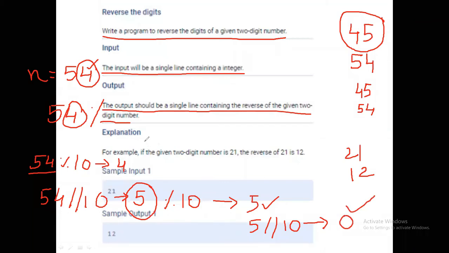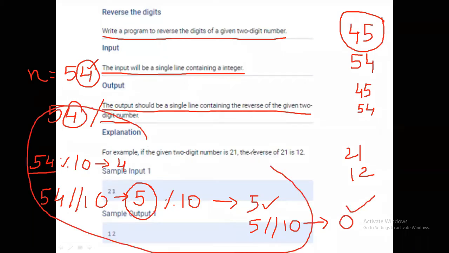I repeat this process until this n value is greater than 0. This is the condition. Already we discussed this same logic in our previous programs to find the sum of digits. Here the program is we are going to reverse the digits. We are going to write a program to reverse the digits of a given two digit number. So 45, 54, 21, 12. For 54, the expected output is 45.